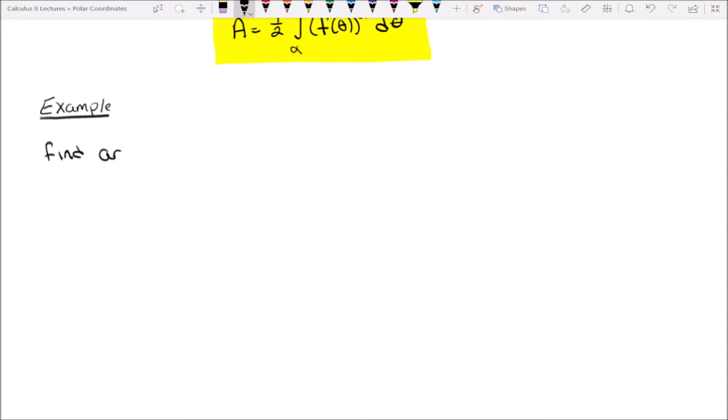So we wish to find the area of one petal of the rose r equals 3 sine of 2 theta. So let's go ahead and take a look.